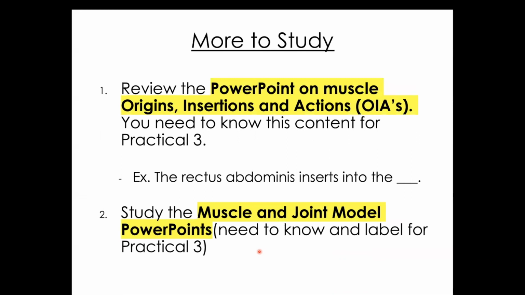So more to study. So again, the PowerPoints on muscle origin, insertion, and actions are on Canvas. You will need to know that for Practical 3. You can find them in the Practical 3 area on your modules. And then study the muscle and joint model PowerPoints as well, still in that module region.